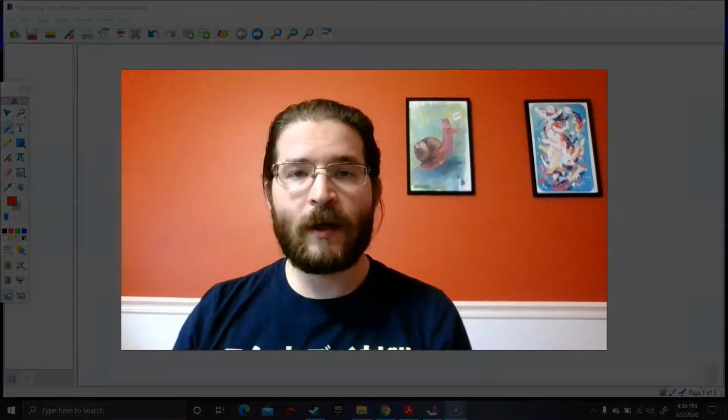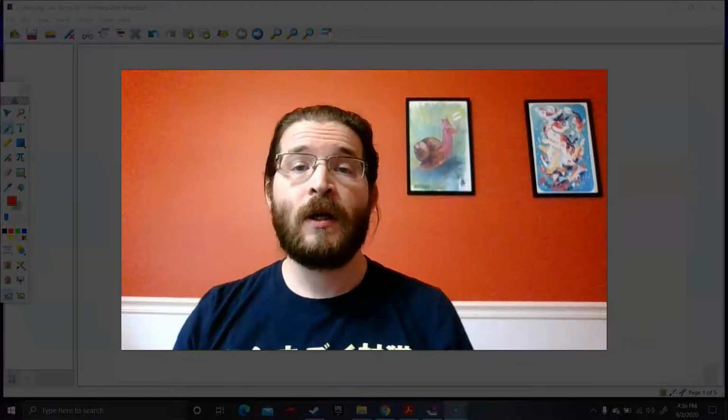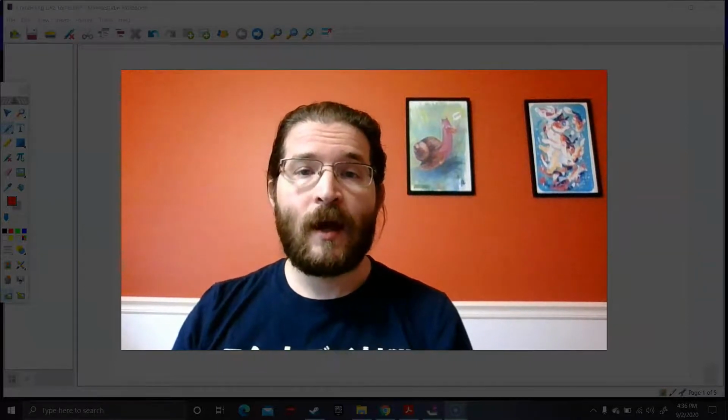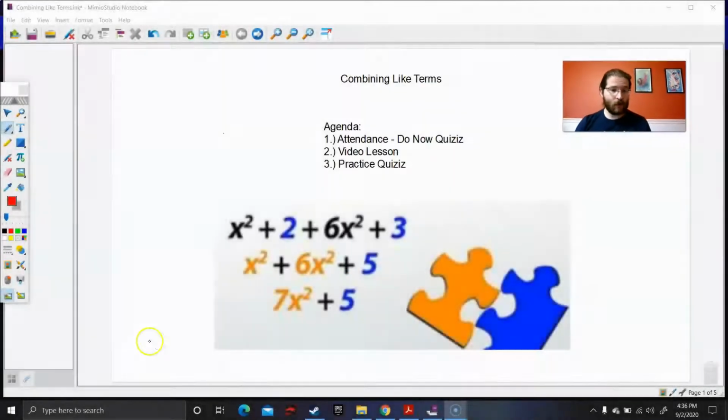Today we're going to be talking about combining like terms. So we're going to be looking at variable terms, constants, and coefficients. So let's take a look.